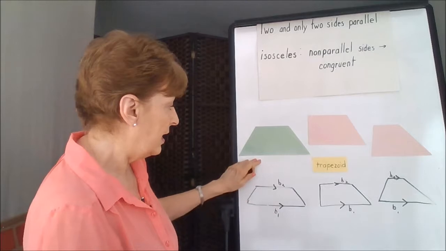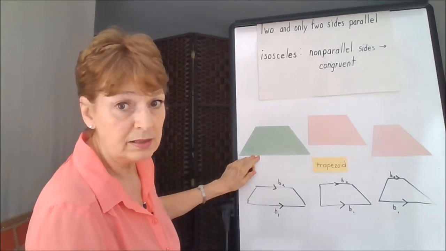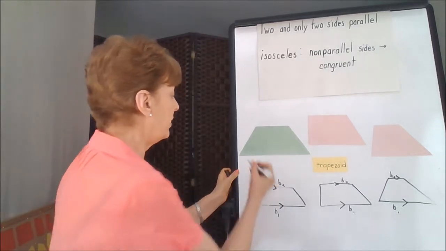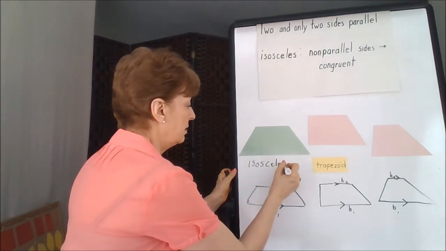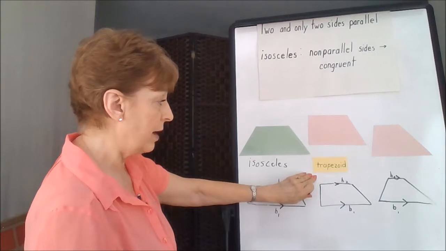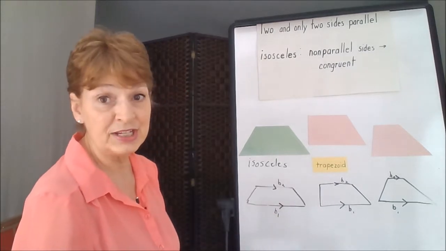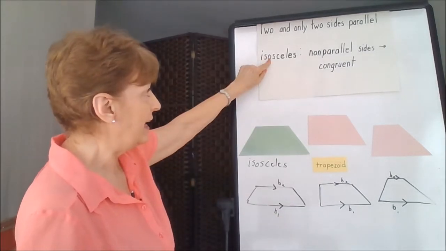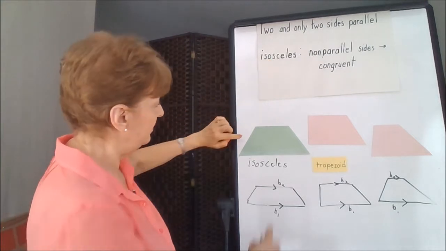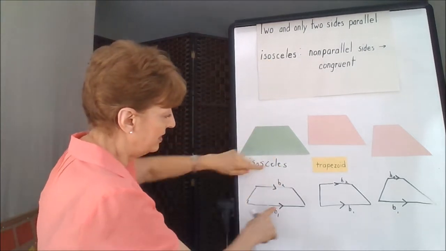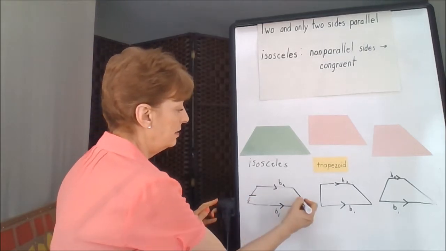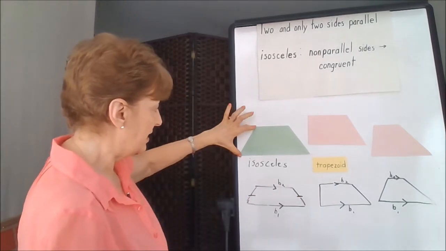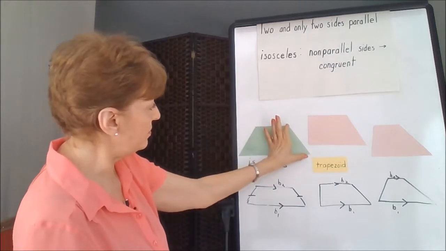In a special case, this one is called an isosceles trapezoid. The isosceles trapezoid has one additional feature. The non-parallel sides, so these are the parallel sides, the non-parallel sides are congruent. So that would be the same measure as this one.